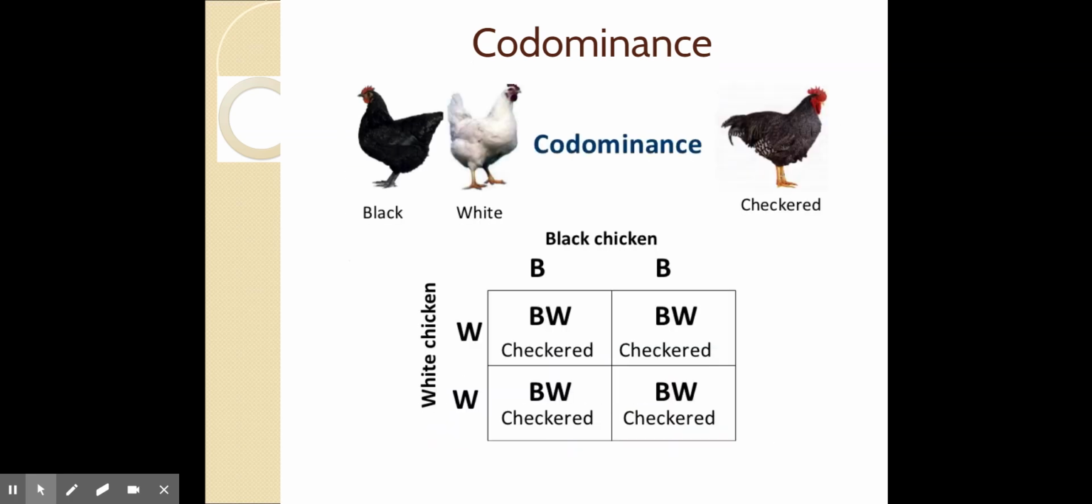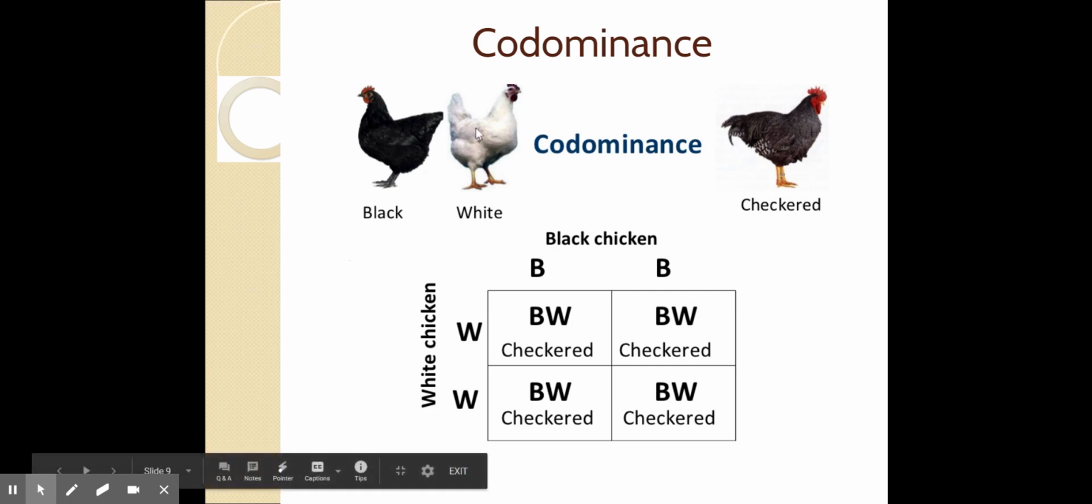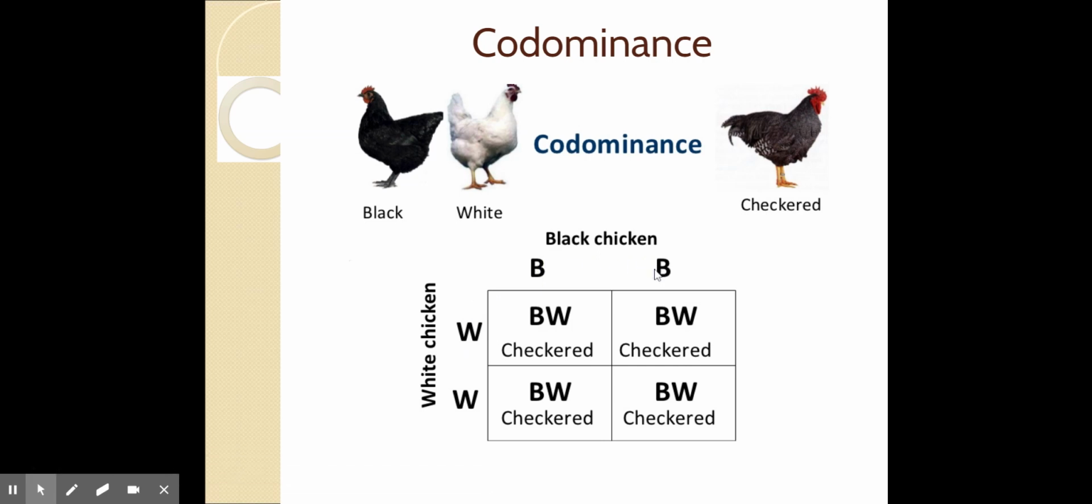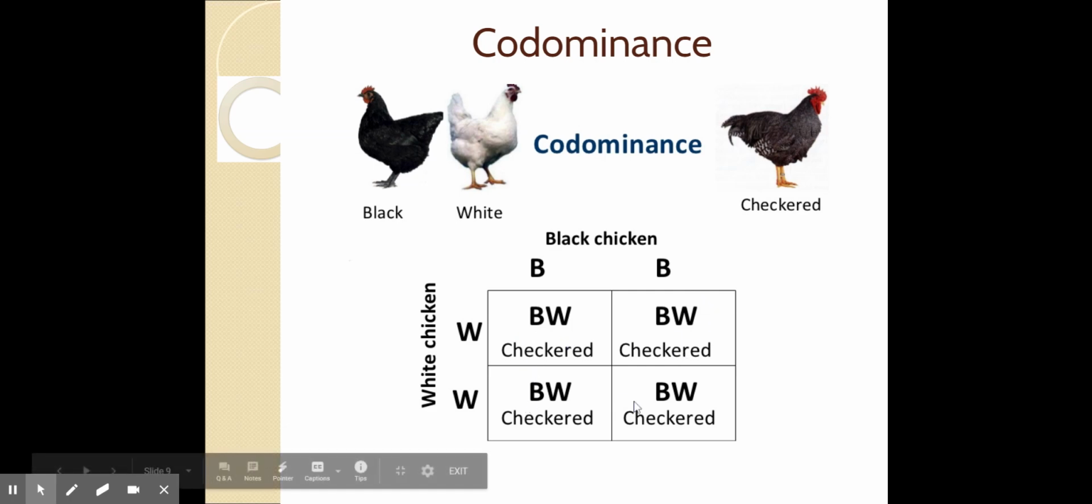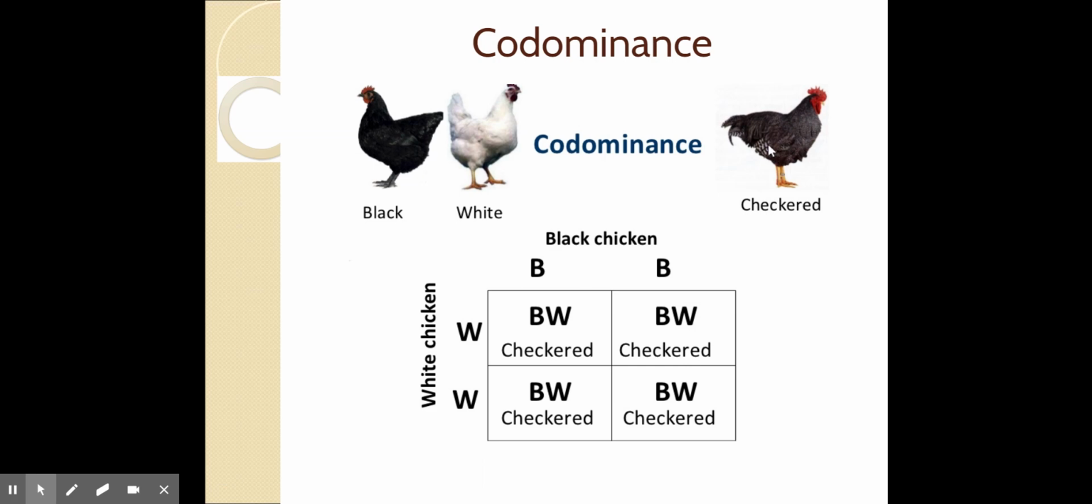This can happen in chickens too. We have black chicken, white chicken, capital W's for the white one, capital B's for the black one. When you make your Punnett squares, same thing where you bring the top letter down, the side letter in, and you do that for each of your squares. And you wind up with a chicken that has some white on its feathers and some black.